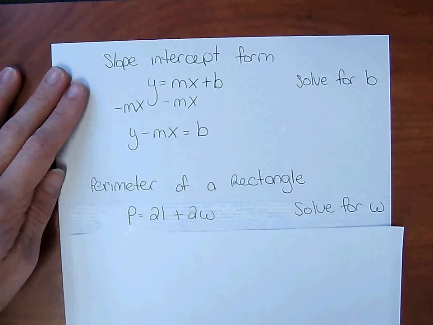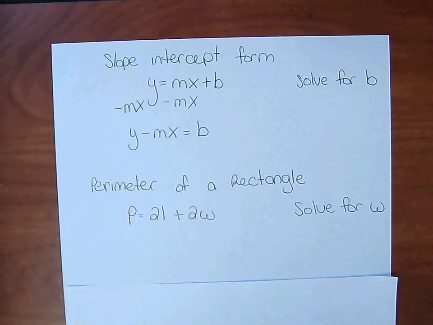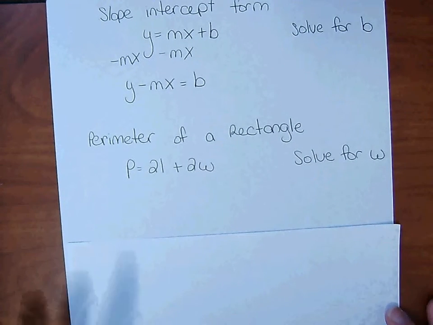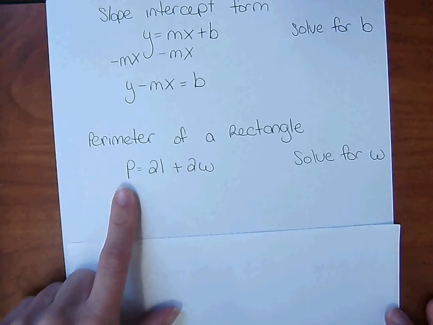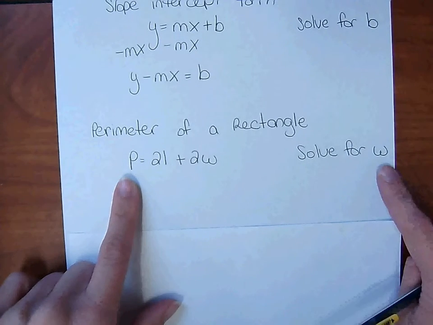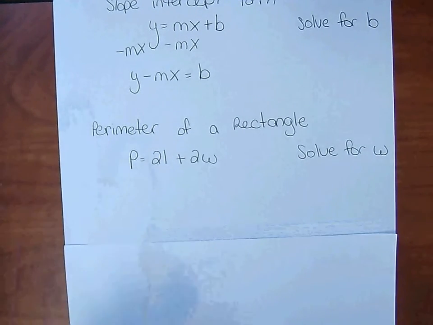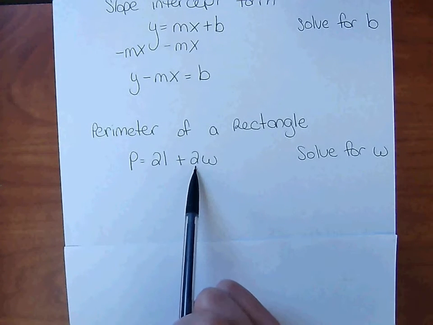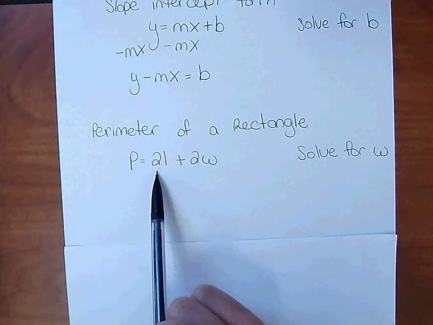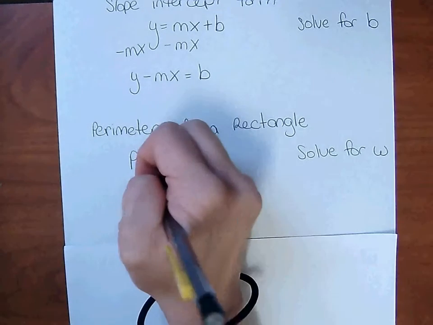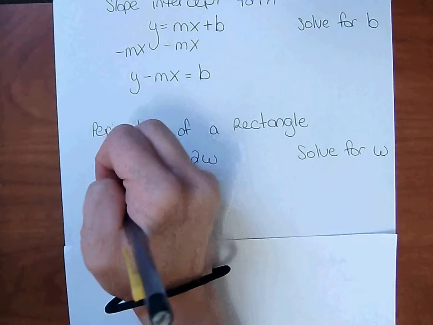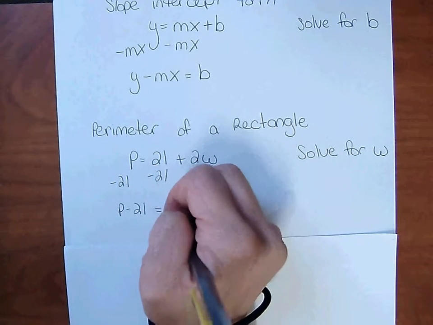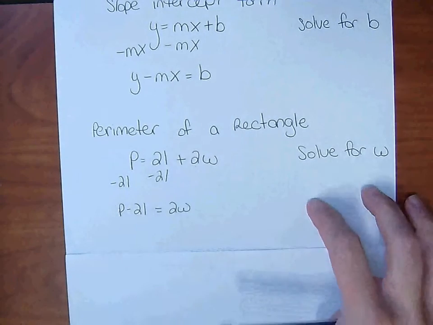Perimeter of a rectangle. P equals 2L plus 2W. Again, this formula is being solved for P. We want to solve it for W. So let's think about what we're doing to W. We're multiplying by 2 and adding 2L. So we're going to get rid of adding 2L first by subtracting 2L on both sides. So P minus 2L equals 2W. Divide both sides by 2.